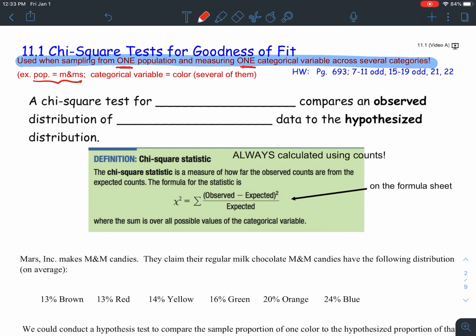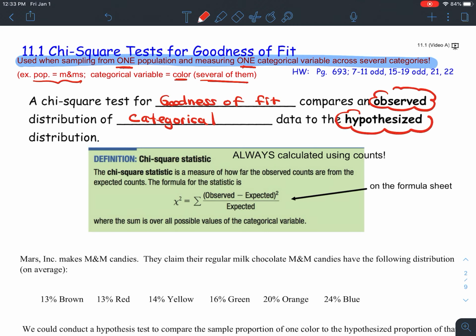An example of that might be, let's say your population is M&Ms, and the categorical variable is the color of the M&M. You'll notice there are several colors of M&Ms. So that's what we mean when we say one categorical variable, that would be the color, but there are several categories of colors of M&Ms. With the chi-square test for goodness of fit, you are comparing the observed distribution of categorical data to a hypothesized distribution.